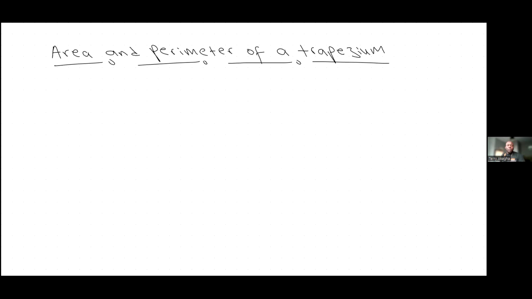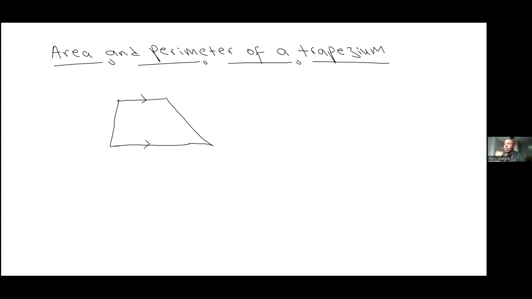So what is a trapezium? Basically, a trapezium is a quadrilateral that has one pair of parallel sides with the other two sides not parallel. It could come in different forms, but the general summary of a trapezium is that two sides are parallel while the other two sides are not parallel. So it looks like this. We have two sides that are parallel to each other, while the other two sides are not parallel. So this is what we call a trapezium.